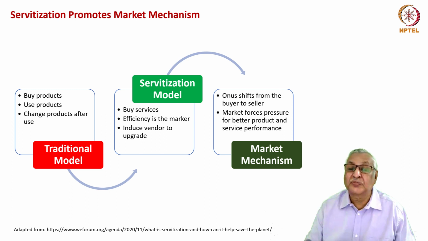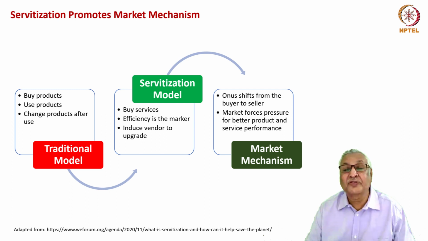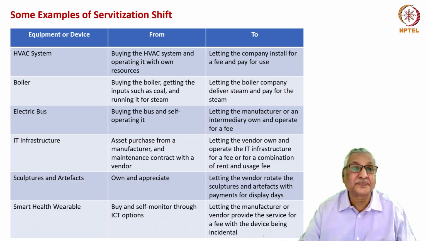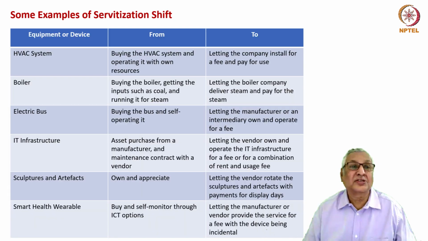The market forces pressure for better product and service performance. And if more companies are in the servitization model, the more would be the competitiveness in terms of the final outcomes rather than selling of a particular product. That's how servitization promotes market mechanism. Let's look at some examples of servitization shift.